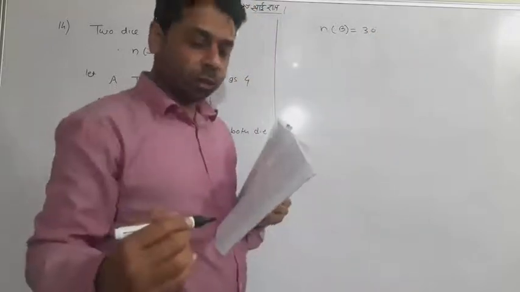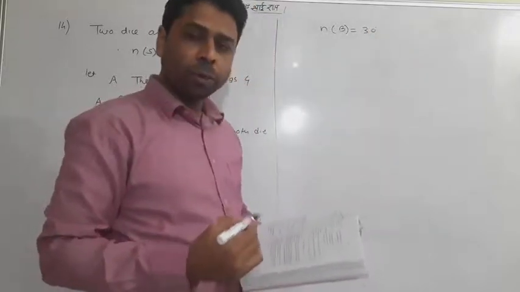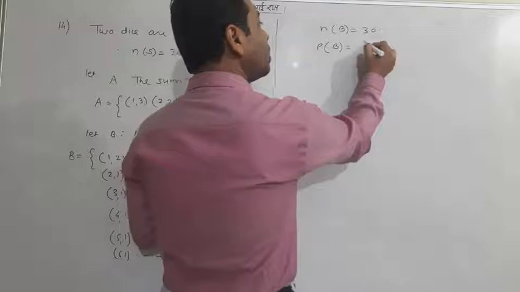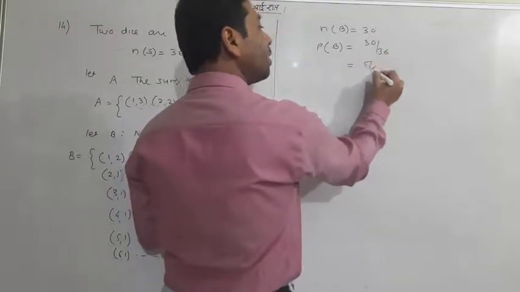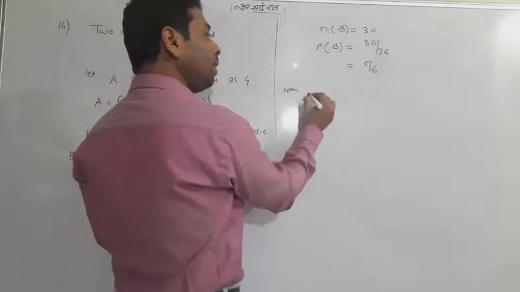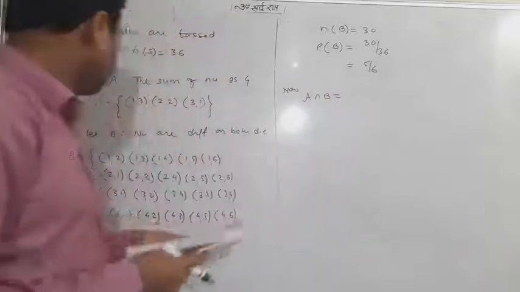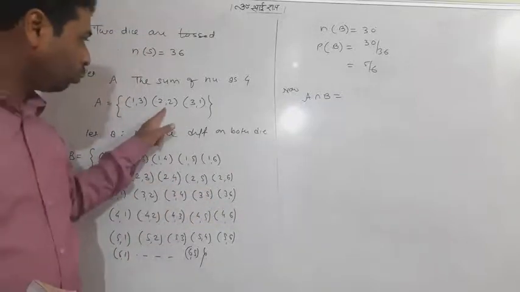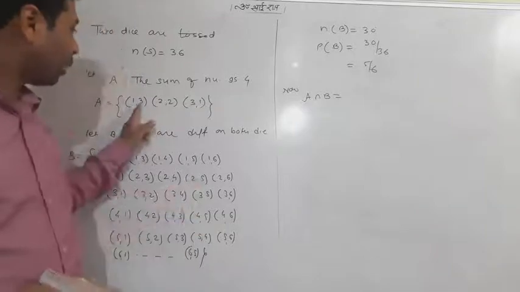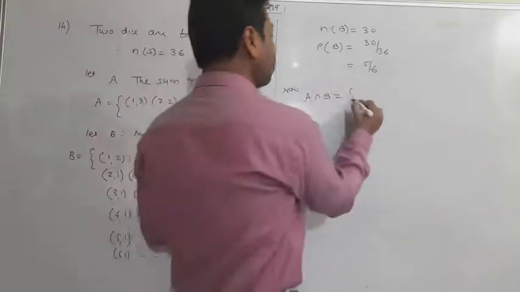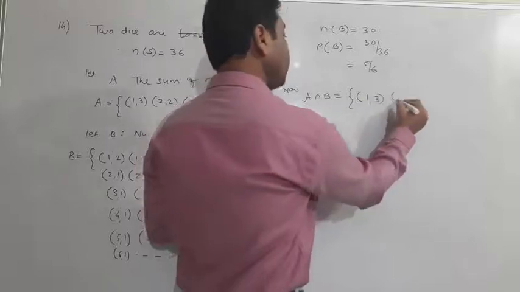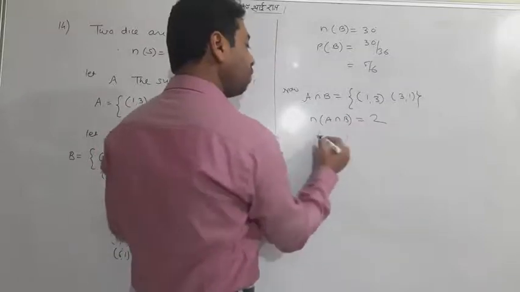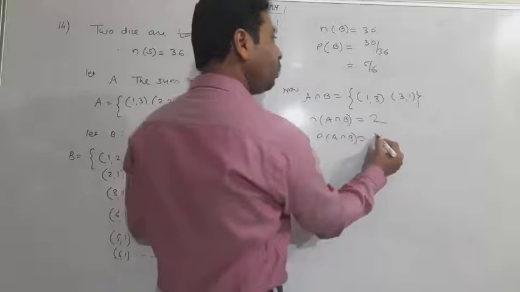1, 1, 2, 2, 3, 3. Numbers are different, it is told, no? So 1, 1, 2, 2, 3, 3 will be removed. And then P of B will be n of B upon n of S, 30 by 36, 5 by 6. It is not the answer. The main thing is A intersection B. So what is A intersection B? This is A: 1, 3, 2, 2, 3, 1. And this is B. So one should know that 2, 2 will not be here. Doublet. So 1, 3 will be here and 3, 1 will be here. So two elements are there. Only two elements. So n of A intersection B is equal to 2. And probability of A intersection B will be 2 by 6.